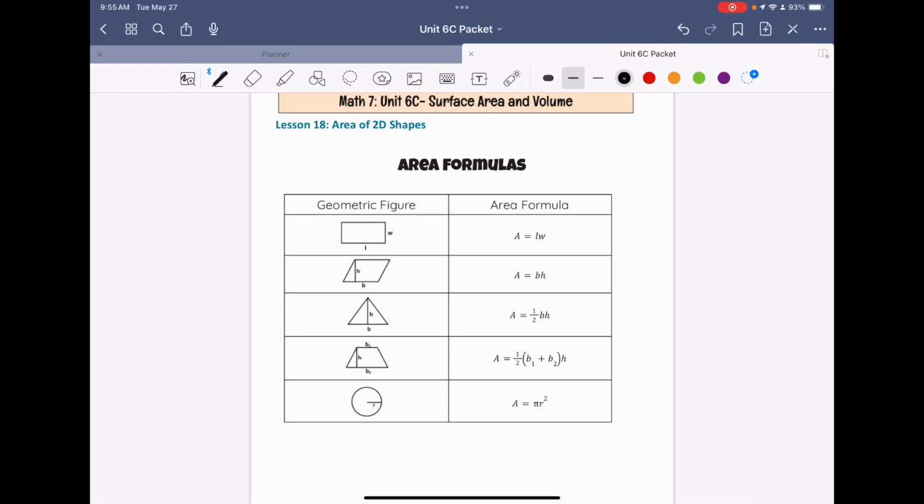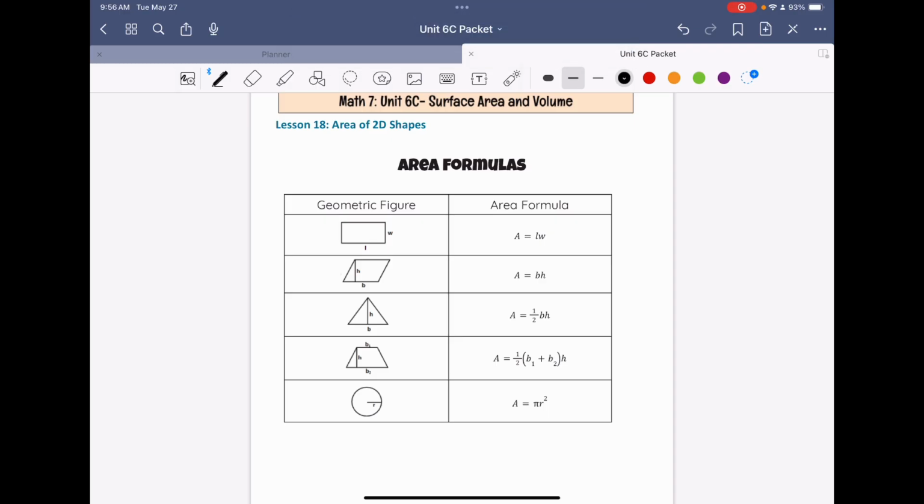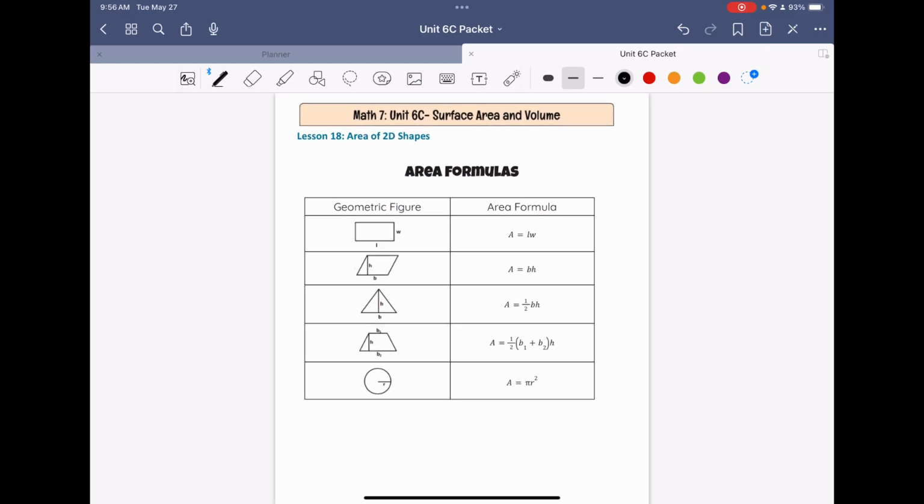All right, this is lesson 18, which is focused on the area of two-dimensional shapes. On this first page, you're going to see that the area formulas that you need to know are all listed right here, so you can flip back to this at any time. You also have a reference sheet on the very back of your front page, in yellow, so you can always go back and forth to that as well. Okay, so let's go ahead and start using these formulas.